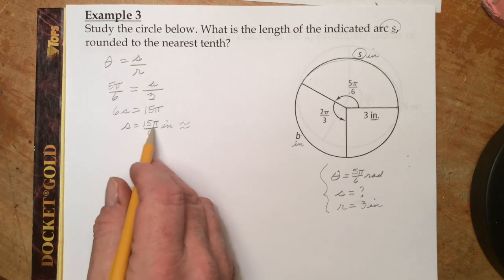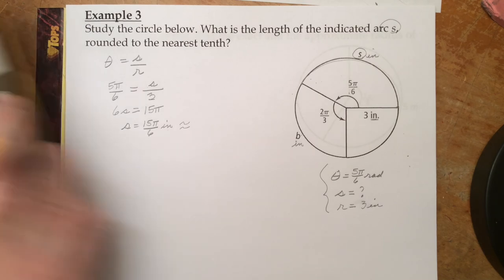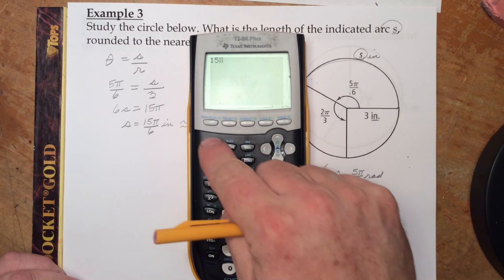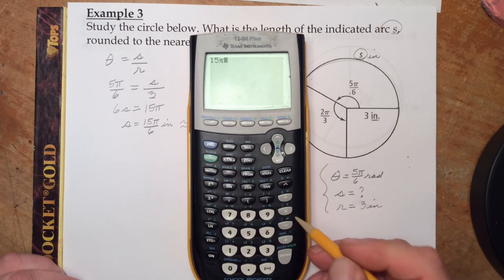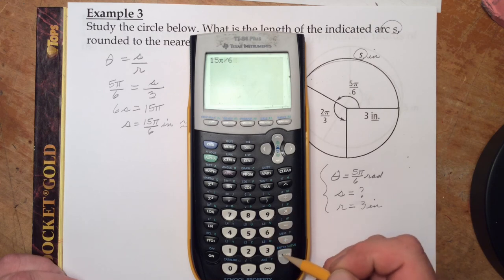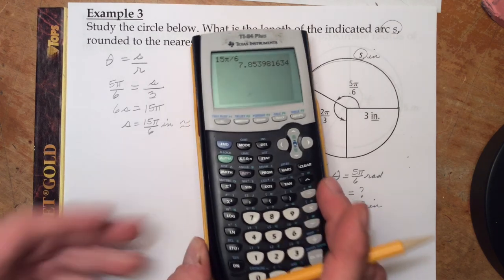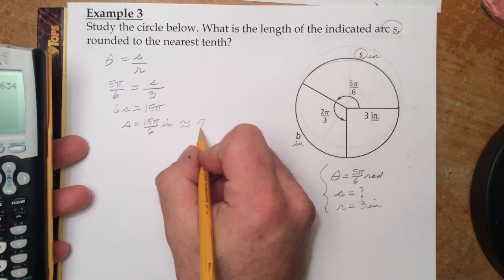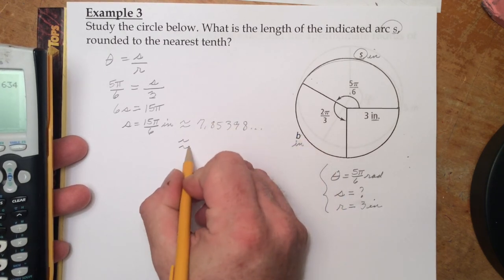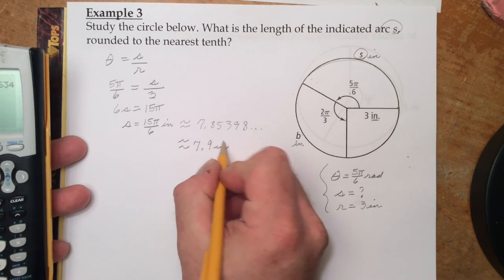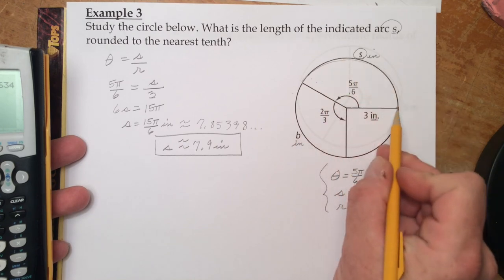Okay, so in your calculator, you can put in 15, second function pi, which is right here, and then divided by 6. And we get 7.853981 and so forth, and we're rounding to the tenth, so let me go ahead and get that down. 7.85398, and so this is about 7.9 inches. S's length is almost 8 inches from here to here.